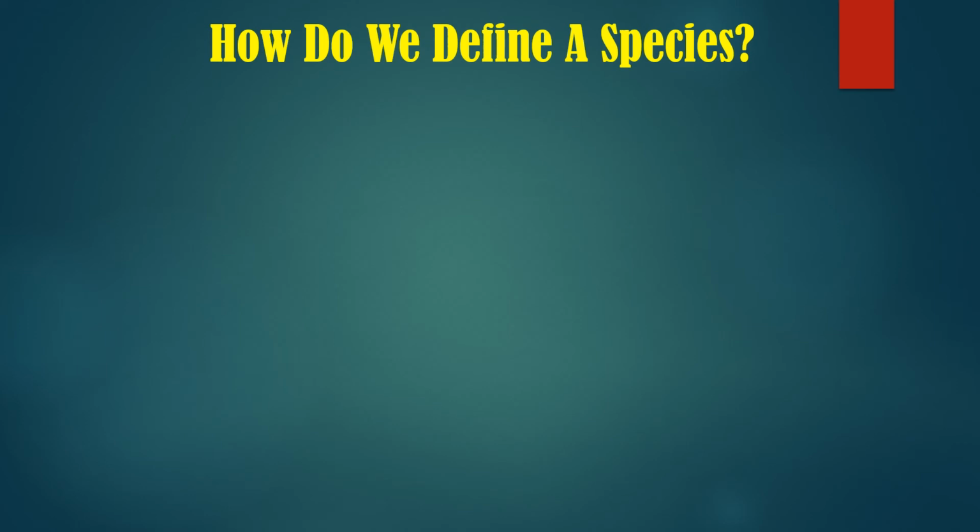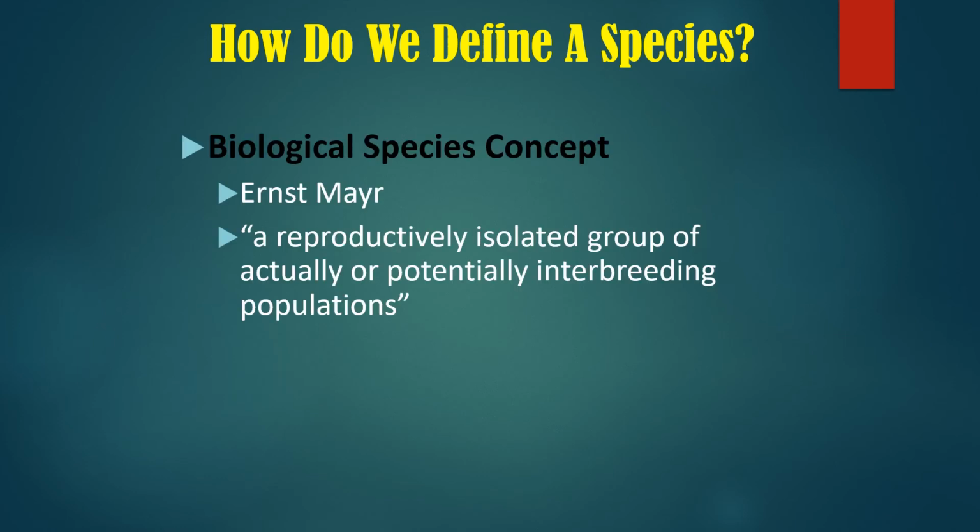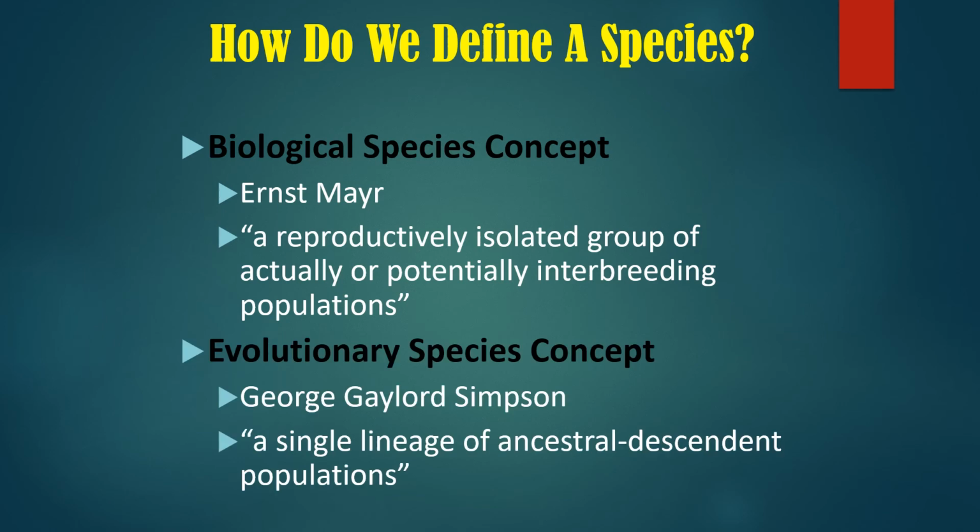In a general sense, we have two really commonly accepted definitions or frameworks by which we define a species. We've already talked about this one a little bit earlier in the semester. We have the biological species concept, which was devised by Ernst Mayr. And he says that a reproductively isolated group of actually or potentially interbreeding populations should constitute a single species, right?